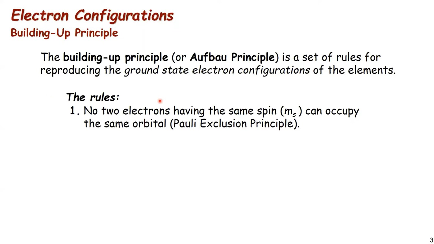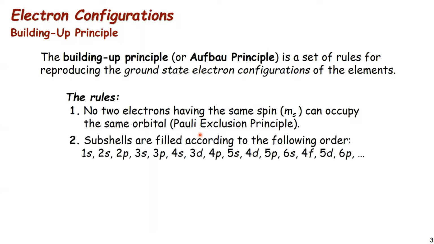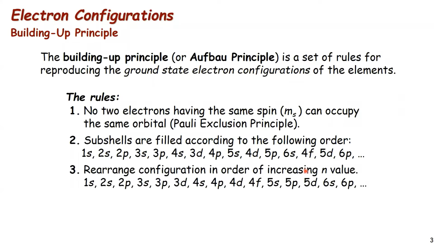So again, the rules: no 2 electrons can have the same spin, right? This is the Pauli exclusion principle. This basically means that a single orbital can only ever have 2 electrons, 1 spin up and 1 spin down. Subshells are filled according to the following order. So again, we use the periodic table to actually follow this order, and I'll go over that again when we do some examples.